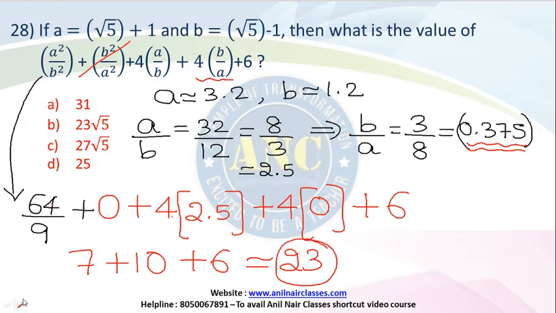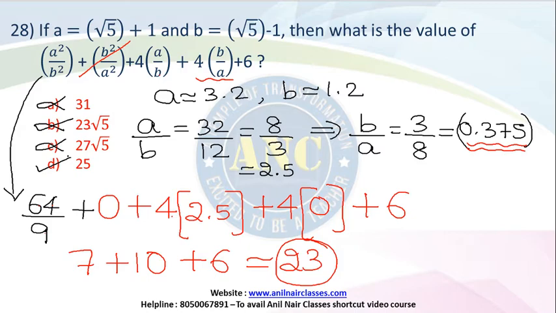Now many students might make this particular mistake because the answer is close to 23. They will mark it as 23 root 3 because the number 23 is present there. It is incorrect. 23 root 5, root 5 I told as 2.2. 23 into 2.2 is close to 50. It is not close to 23. That cannot be the right answer. 31 is also slightly far away from 23, ruled out. 27 root 5 is even farther away from 23, ruled out. The only option which is close to 23 is 25.